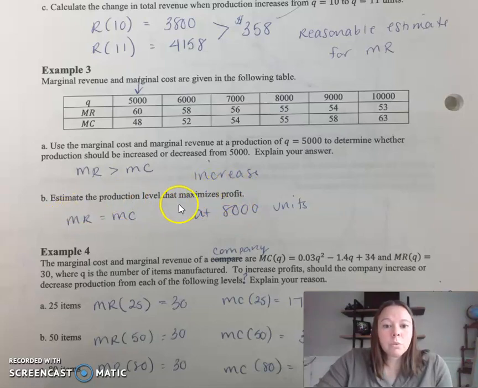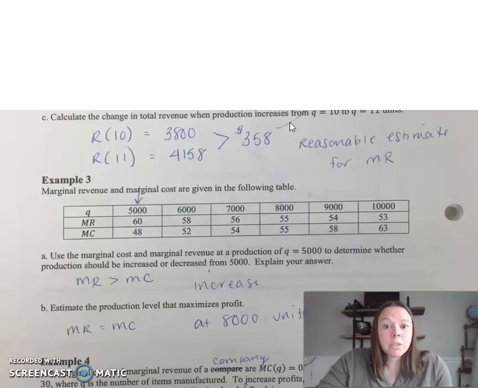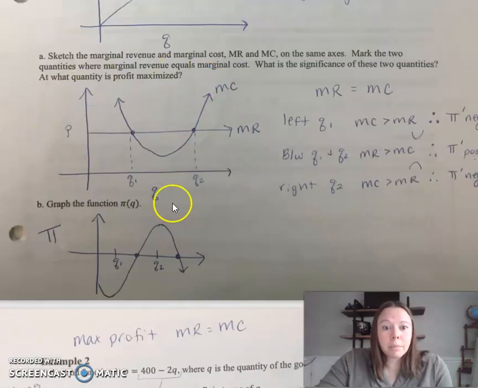Then estimate the production level that maximizes profit. Okay, so we want to maximize profit. So you need to be careful here. Find where your marginal revenue equals your marginal cost. And it looks like it's definitely 8,000. But here's where I said be careful. You might have more than one place in your table where they equal each other. We saw that in this graph here, where that can happen. So you'll want to make sure that you're telling your boss to increase production and then decrease, so you know it's where you have a relative max.